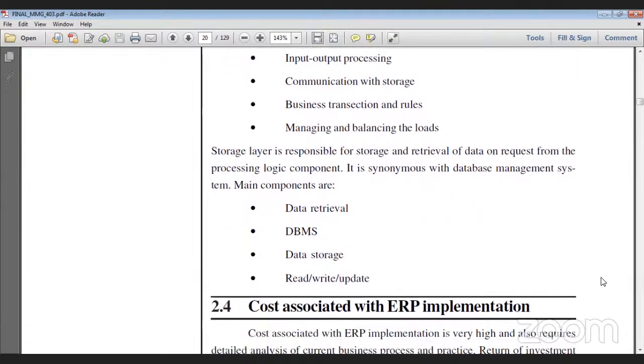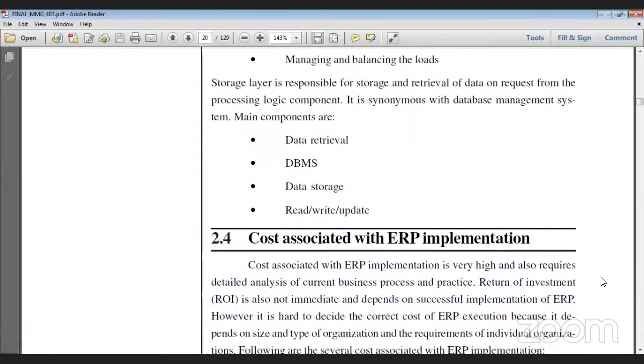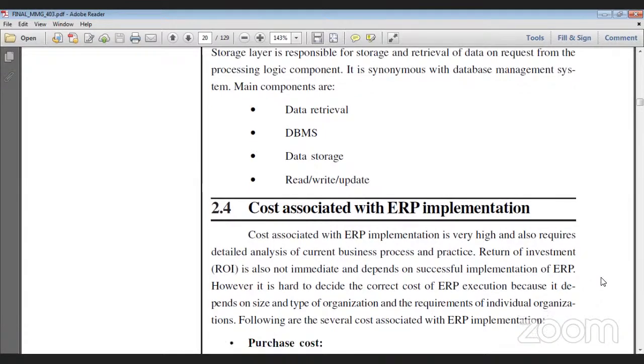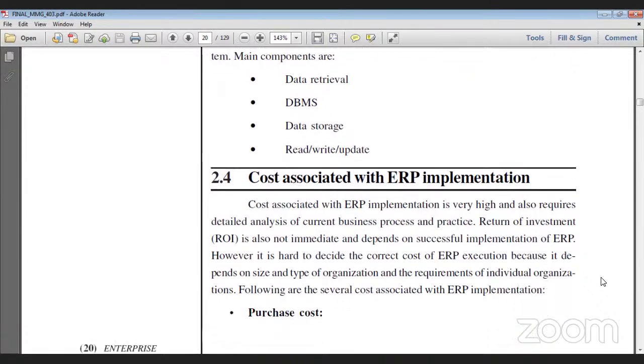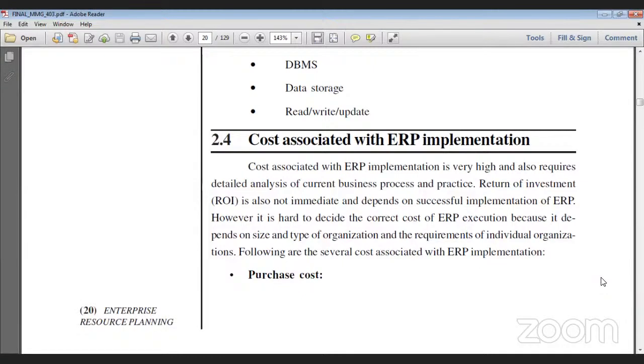The next point is the cost associated with ERP implementation. The cost associated with ERP implementation is very high and also requires detailed analysis of current business processes and practices. However, it is hard to decide the correct cost of ERP execution because it depends on the size and type of organization and the requirements of the individual organization. Following are several costs associated with ERP.